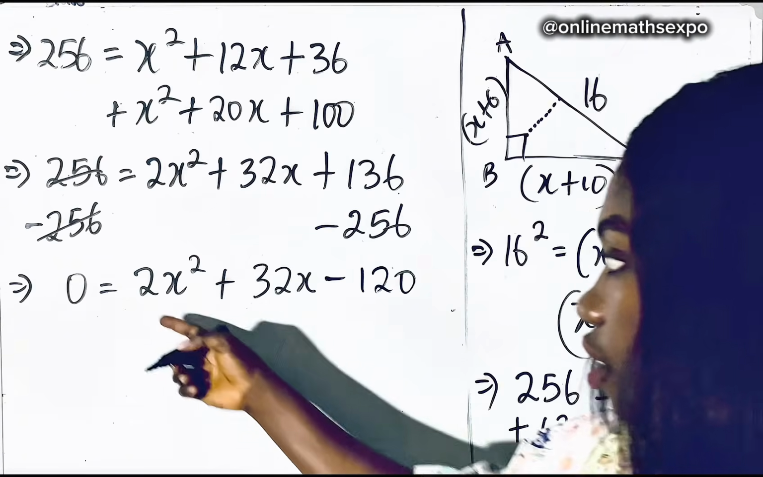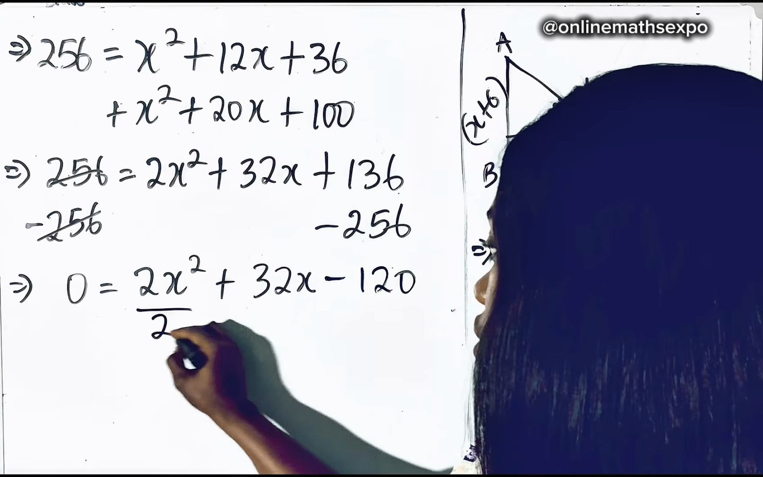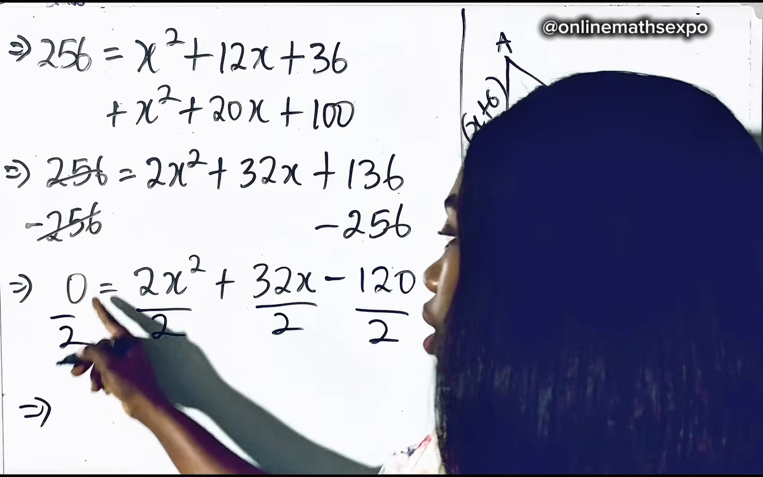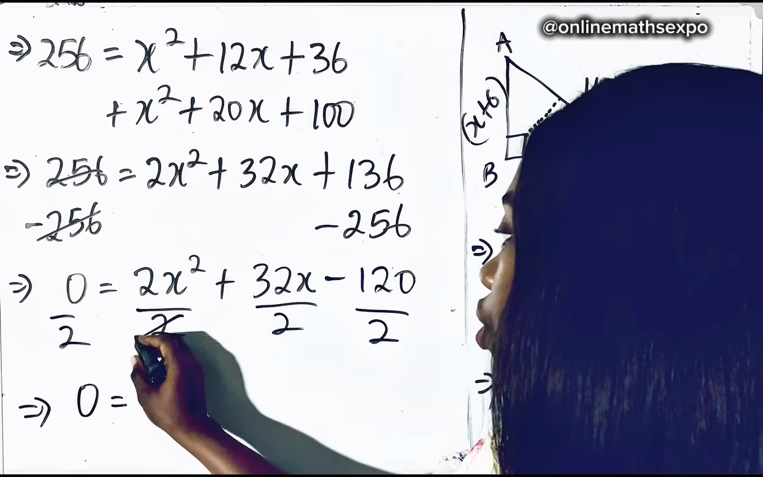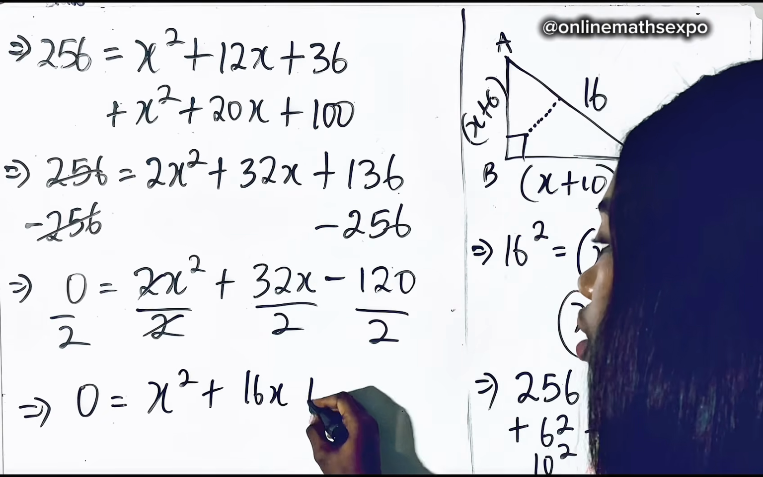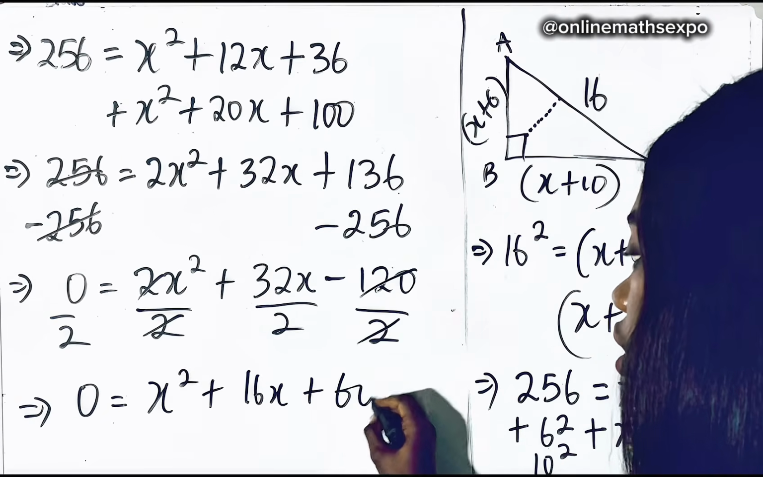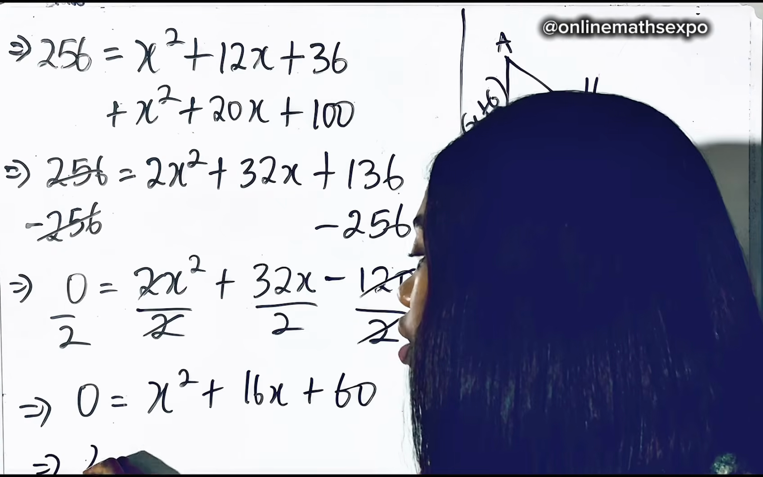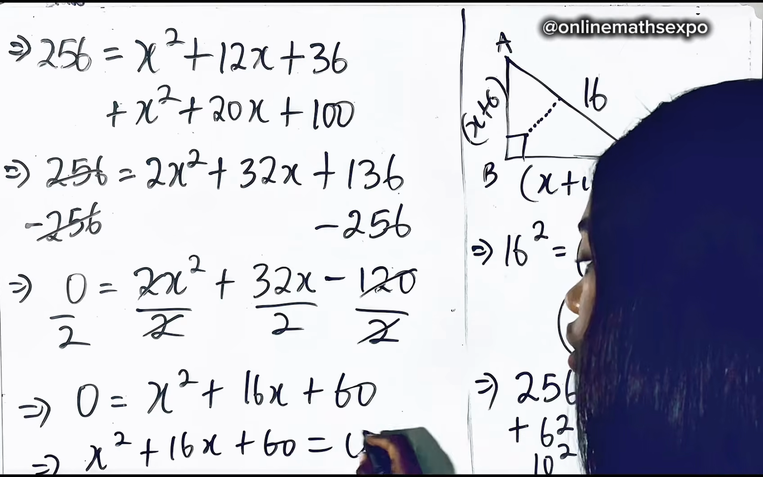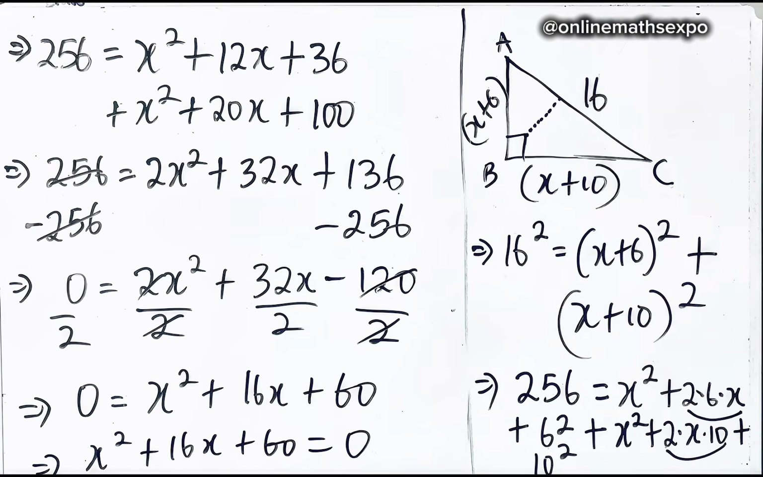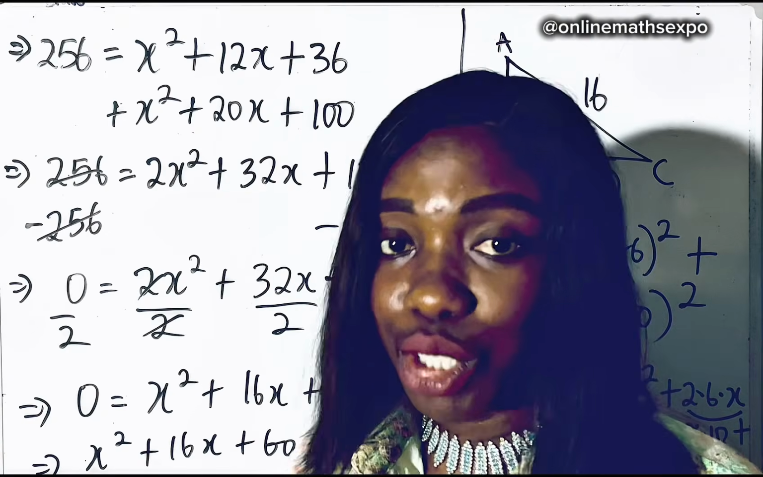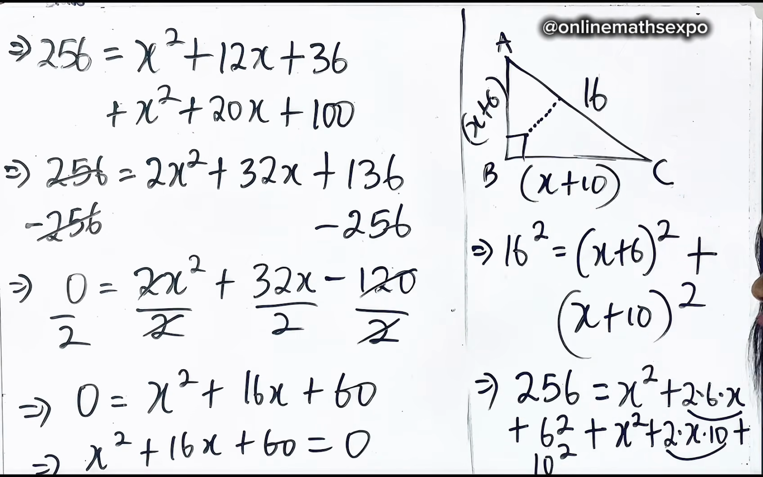We keep simplifying. Let's reduce it more. So we divide both sides by 2. When you do that, we have 0 is equal to x squared, this will give us 16x, this will give us 60. So this means that x squared plus 16x plus 60 is equal to 0. Now at this point, you can use any method to solve, but we are going to use the formula method. Let me show you how to use the formula method to solve.